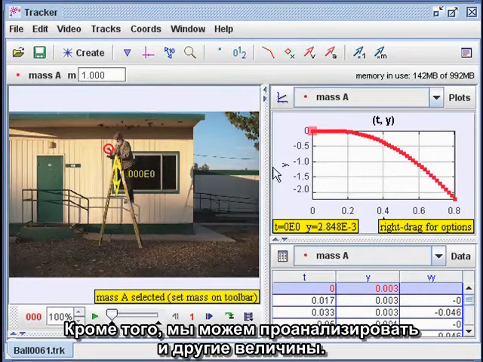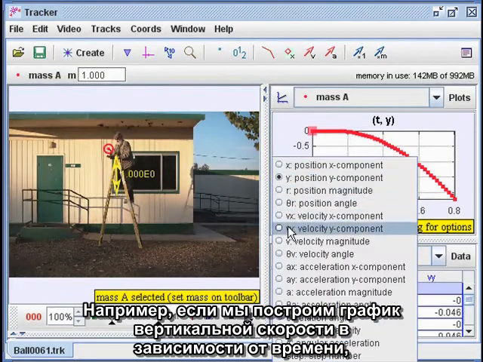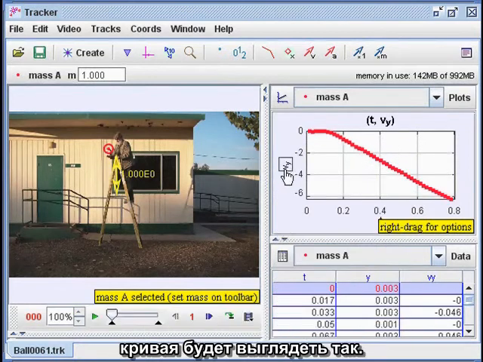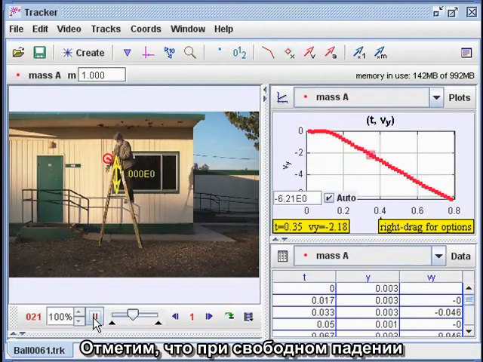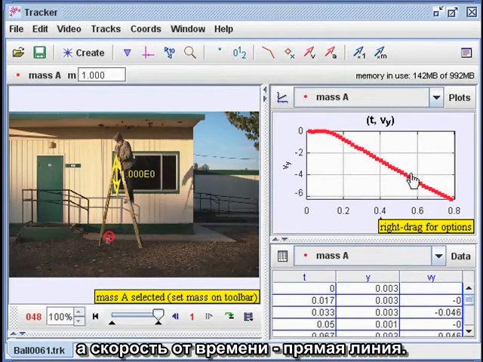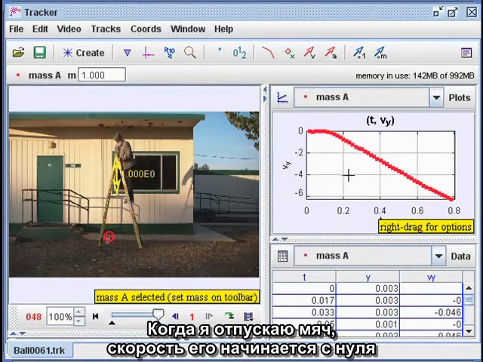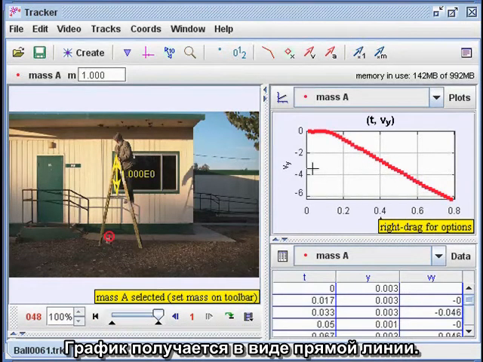Another thing we can do is look at other quantities. For instance, if we plot the vertical component of the velocity versus time, we get a graph that looks like this. Note that the position versus time graph for freefall is in the shape of a parabola, and the velocity versus time graph is a straight line. What's going on here is that when I let go of the ball, the velocity starts out at 0 and increases downward by equal amounts in equal increments of time. That produces a linear graph.